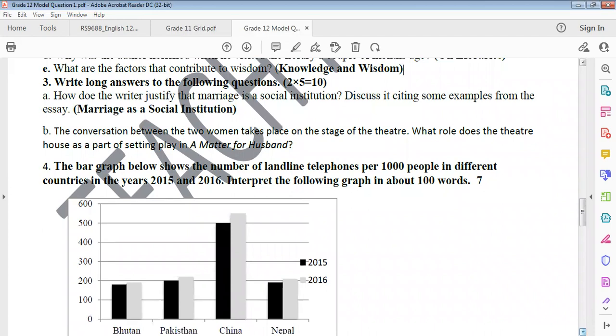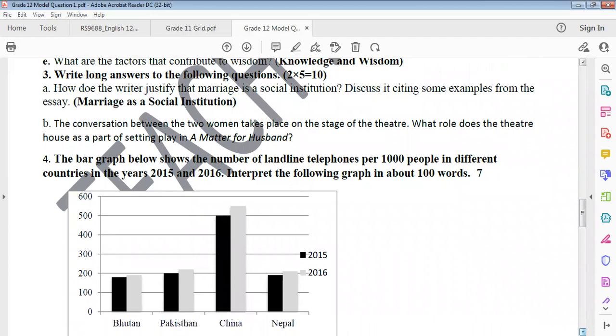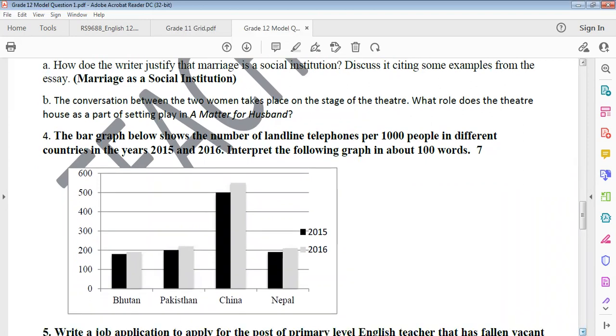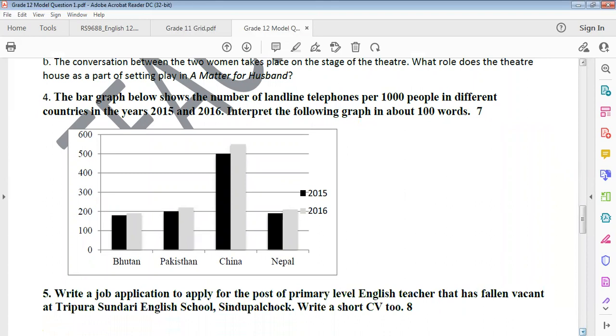It is about interpretation of the graph given here. That can be other writing tasks also. You can be given paragraph writing, story writing, news story writing, or any other tasks in question number 4 for 7 marks.